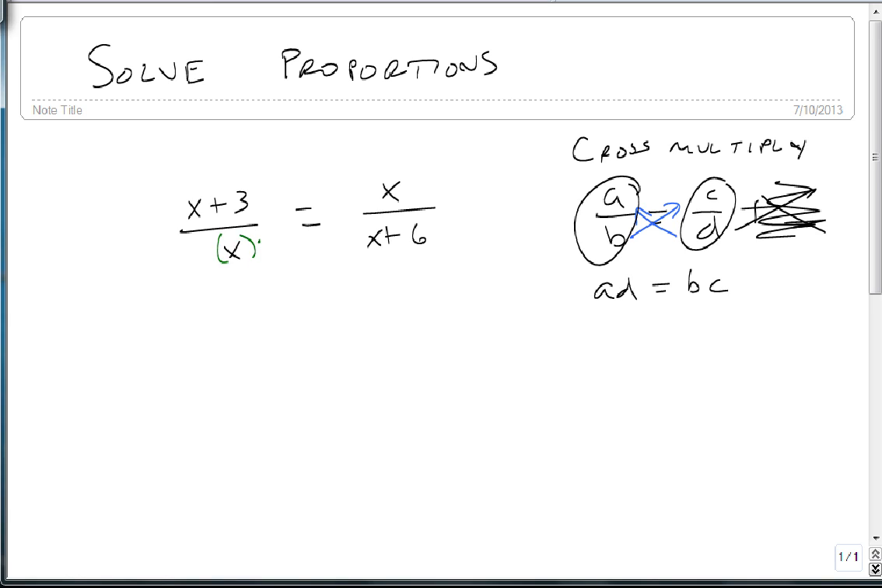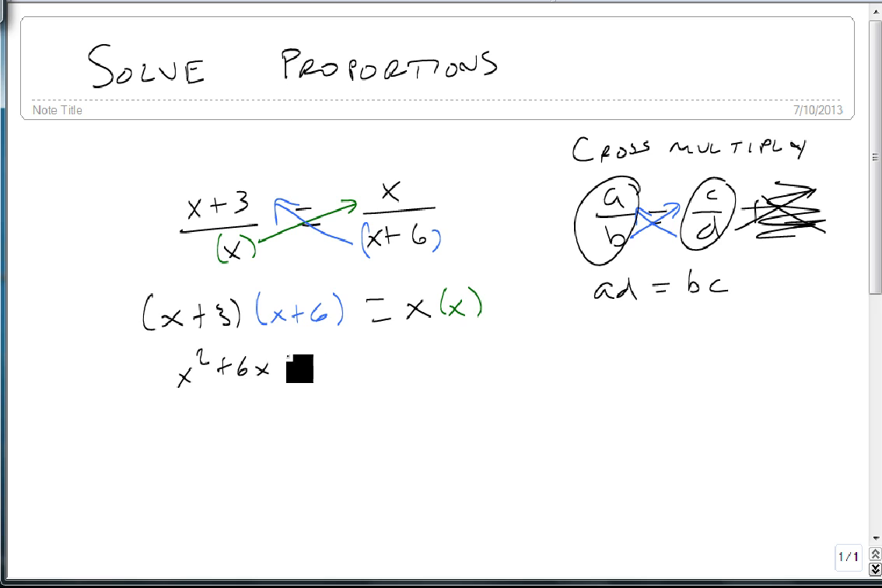So we're going to take our x and we're going to multiply it up. And we're going to take our x plus 6 and we'll multiply it up. So we end up with x plus 3 times x plus 6 equals x times x. Multiply this out. X squared plus 6x plus 3x plus 18 equals x squared. So x squared plus 9x plus 18 equals x squared.